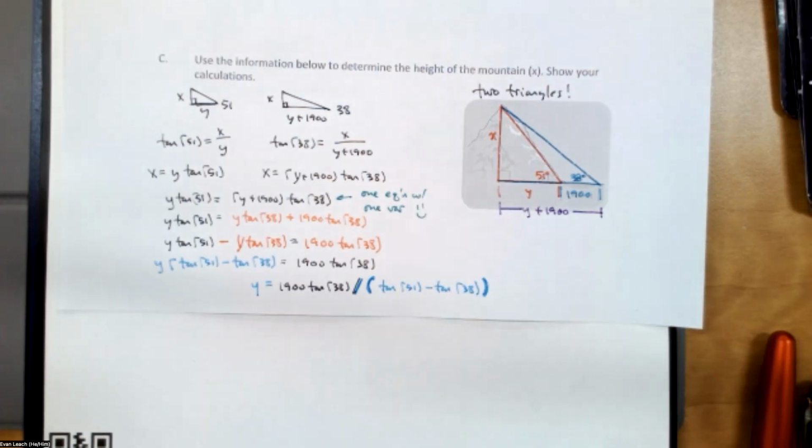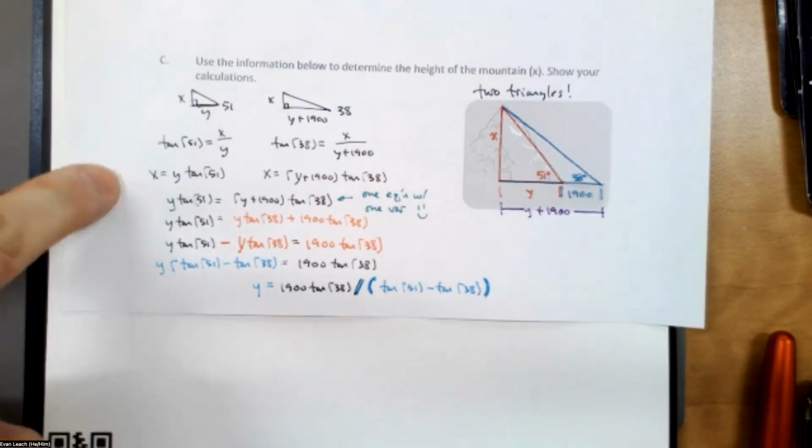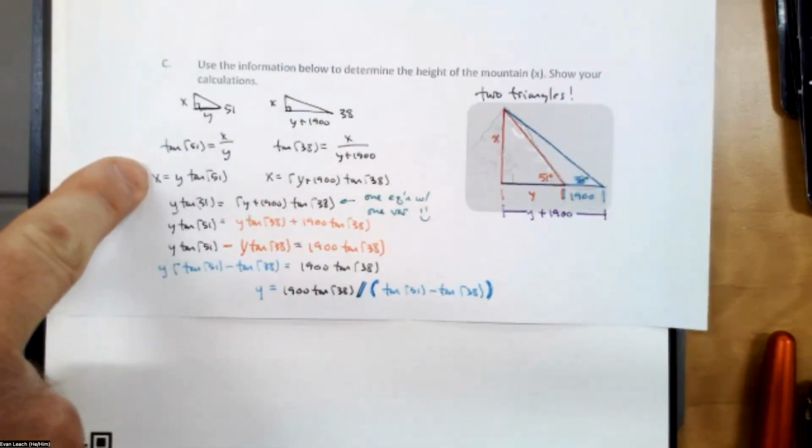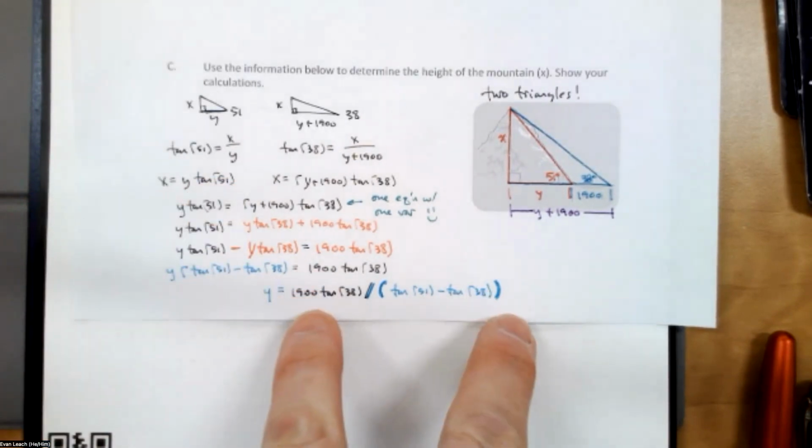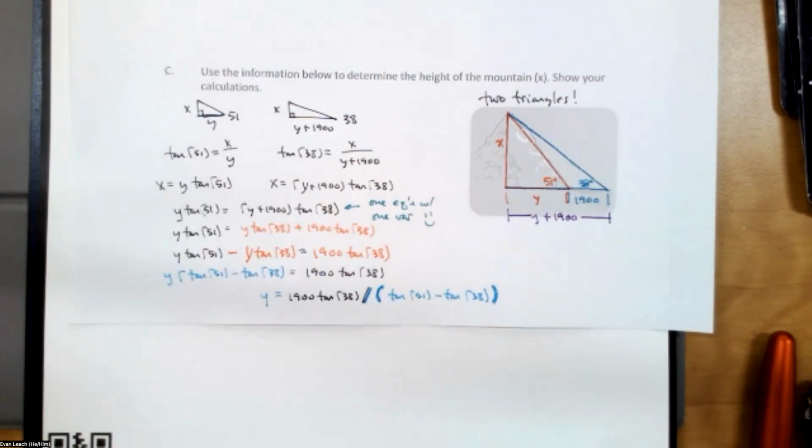We can grab our calculators and figure out what this is. And then once we have this y, we can plug it back in for this x over here. Or we could just take this and multiply, and all that would mean is multiplying whatever we get from here by the tangent of 51.